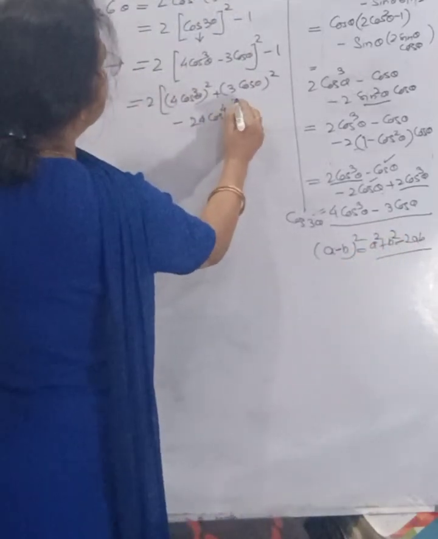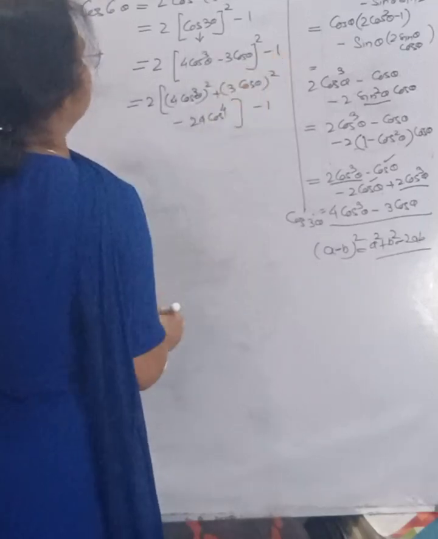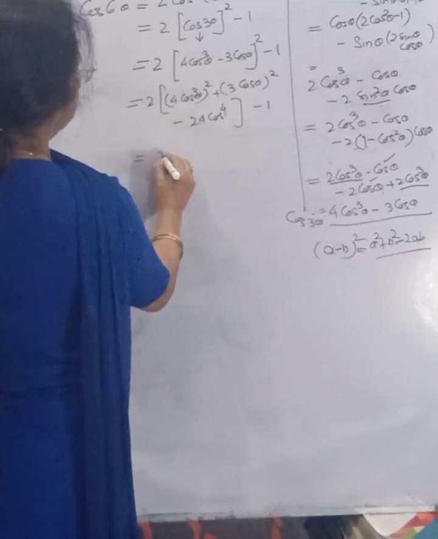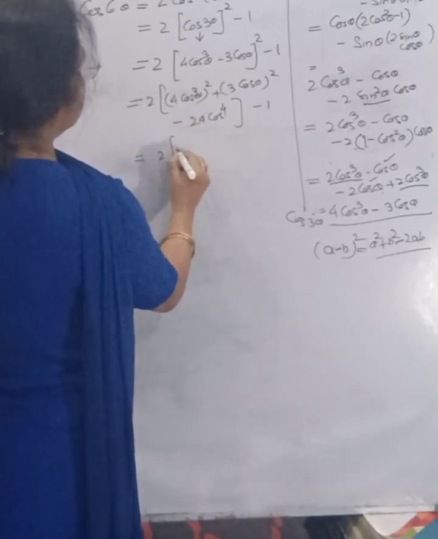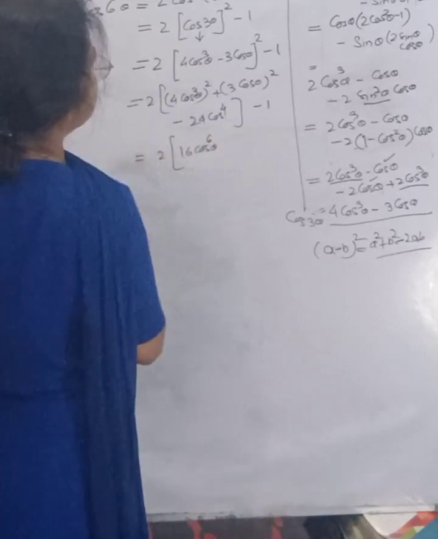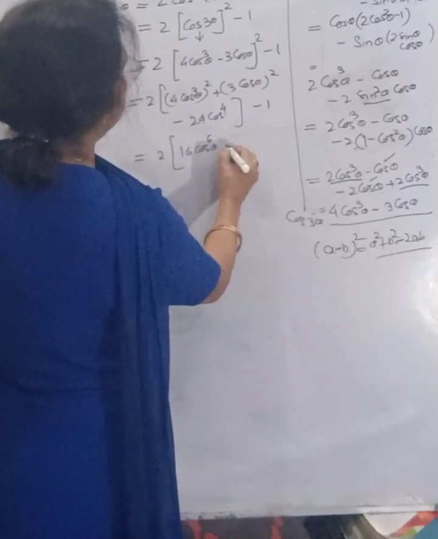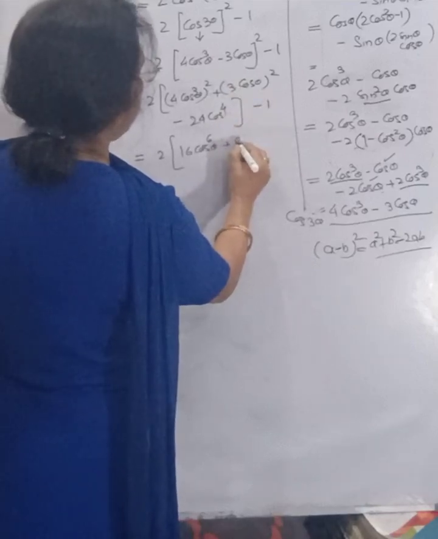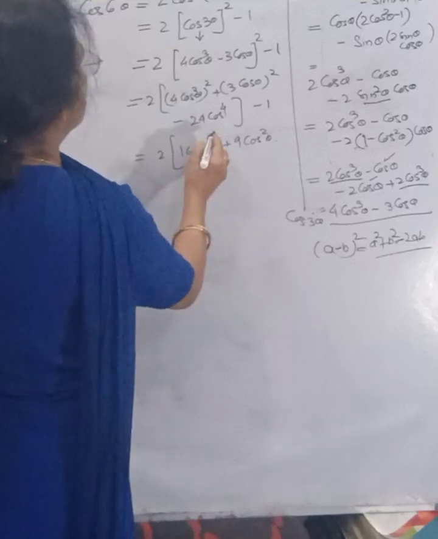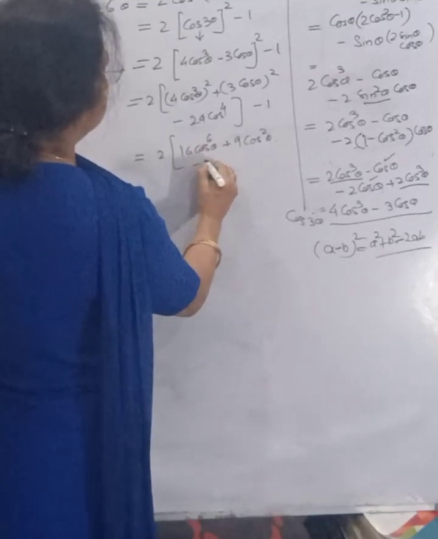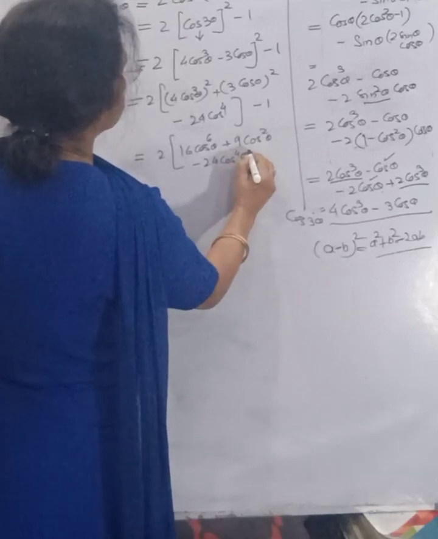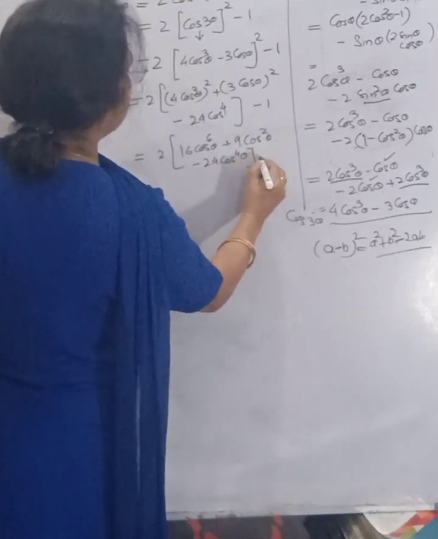Except this minus 1 already here. Open it out further. This is 2 into bracket 16 cos to the power 6 theta plus 3 threes are 9 cos square theta minus 24 cos to the power 4 theta. Okay, this is inside the bracket, minus 1.